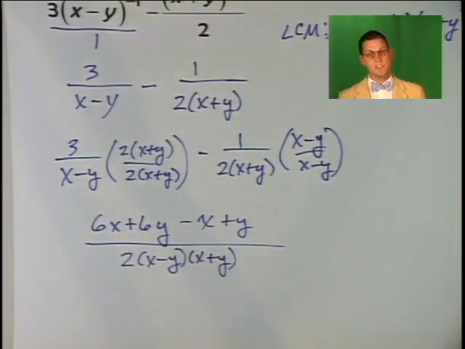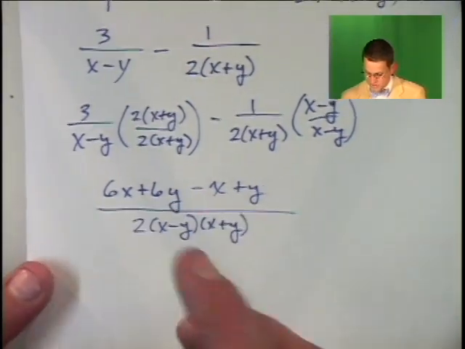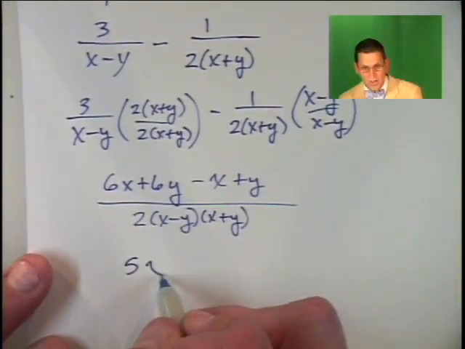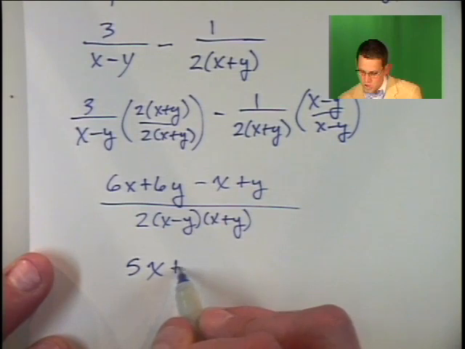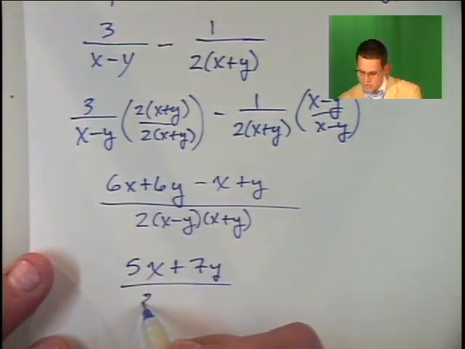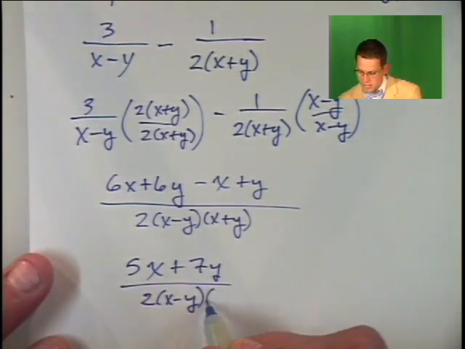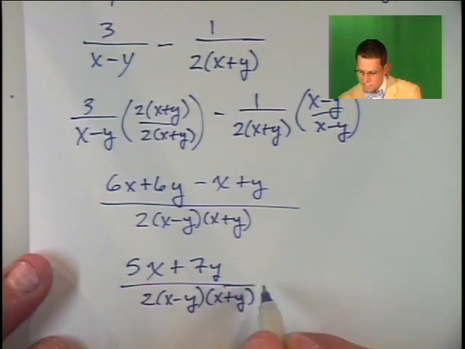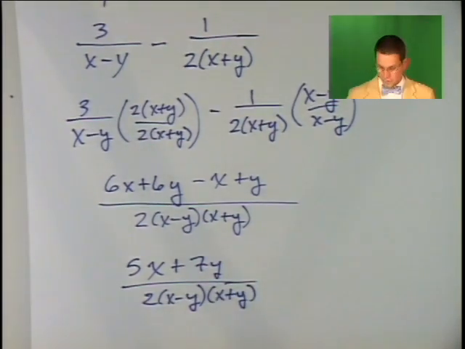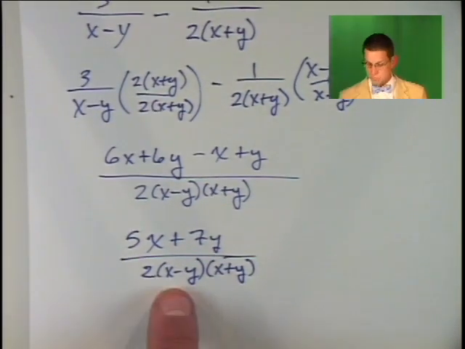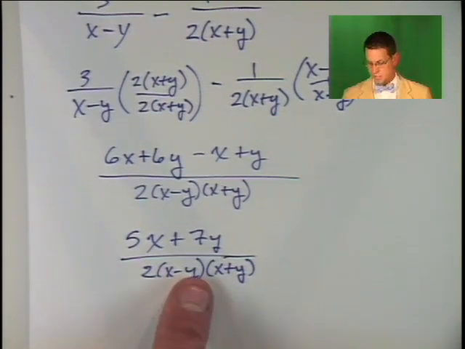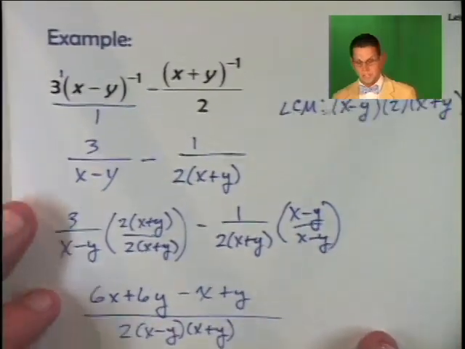And now all we have to do is simplify the numerator. I have a 6x minus x, so that's going to be a 5x. And I have a 6y plus y, which is a 7y. And all of that's over this factored version in the denominator. So again, depending on what your teacher wants, she might want you to expand the bottom by distributing everything. But this is good. Now, what can x not equal?